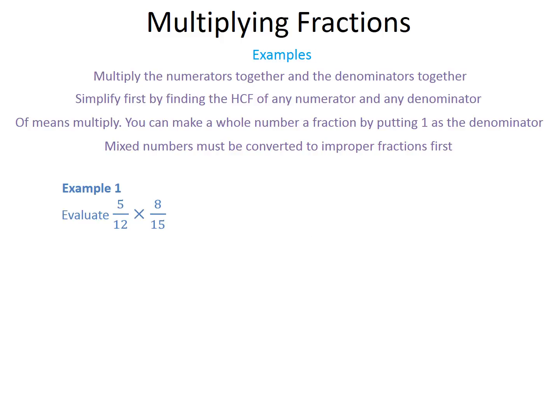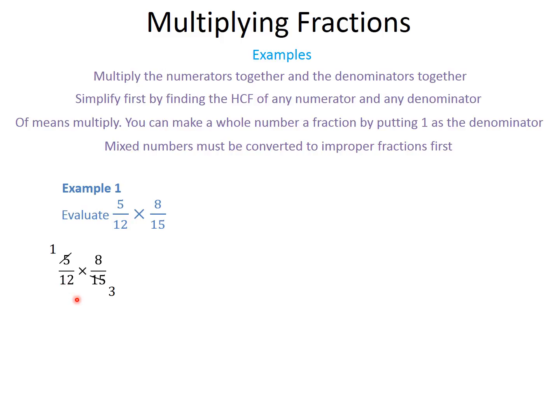Right, let's go through some examples just to make sure we're definitely right. So we've got 5/12 times 8/15. Let's write that down to start with. And now let's see, is there anything I can simplify? 5 goes into 5 once and into 15 3 times. So let's cross that out and put the new numbers.